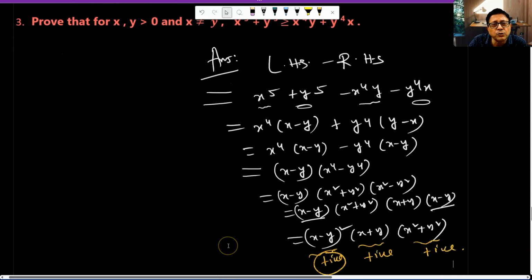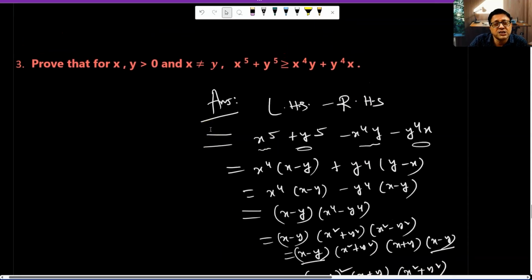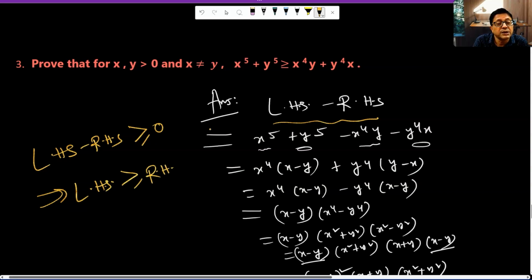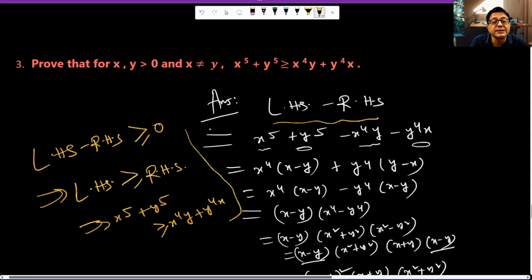So it is a very powerful tool now. To prove LHS greater than or less than RHS, you start with LHS minus RHS. Here we have done LHS minus RHS, we proved greater than equal to 0. So this implies LHS greater than equal to RHS. It proves x5 plus y to the power 5 greater than or equal to x4y plus y4x. Okay? Is that clear?